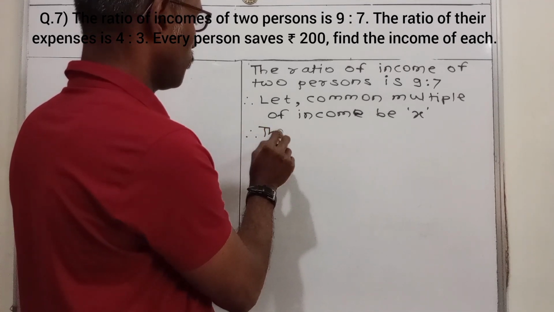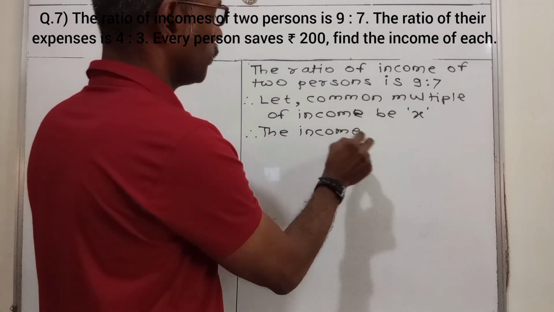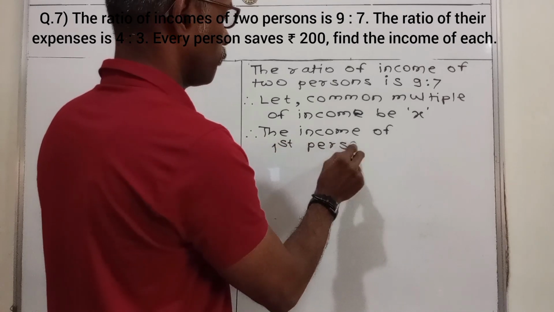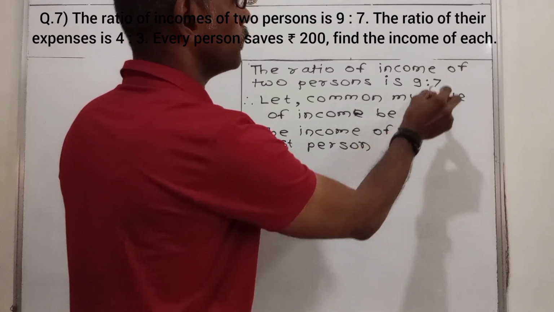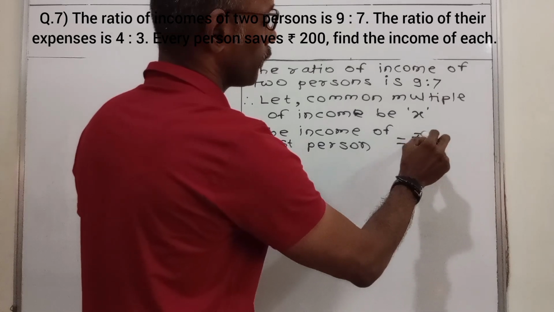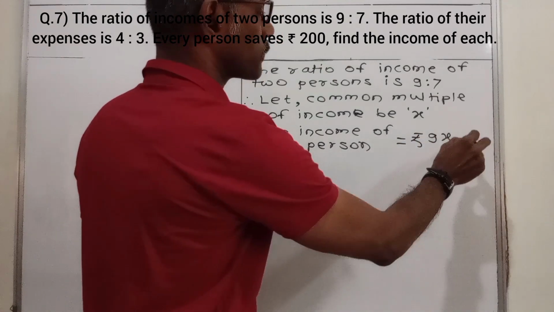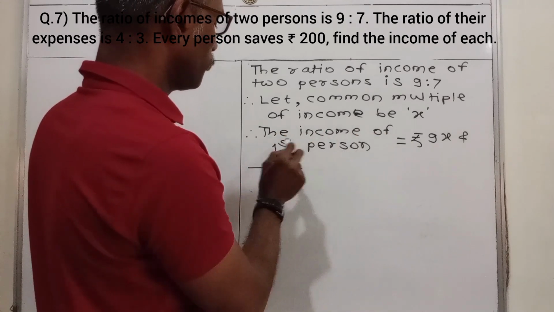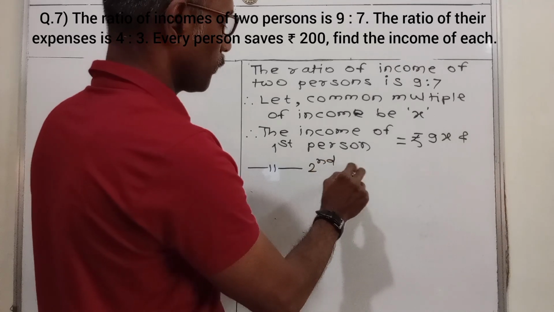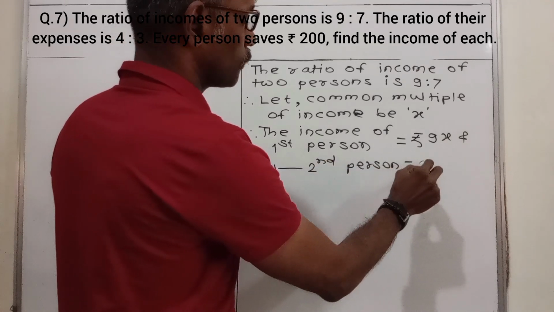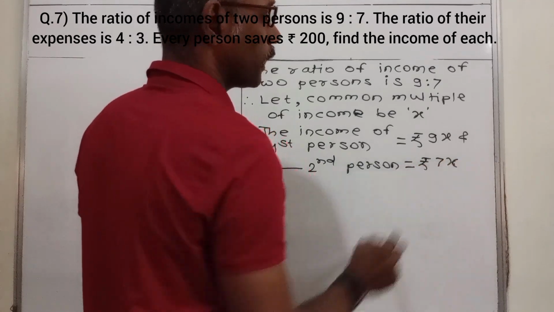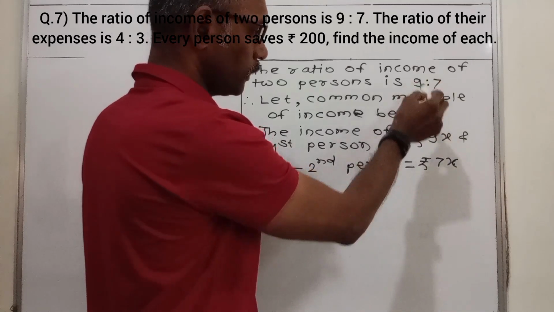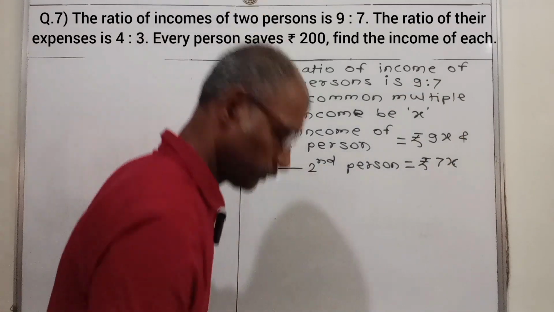Therefore, the income of first person is 9 into x, rupees 9x, and ditto, the income of second person is equal to rupees 7x. 9:7, first person 9 and for second person 7. 9 into x, 7 into x. Did you get it? Yes.